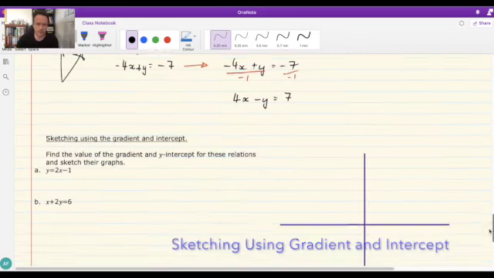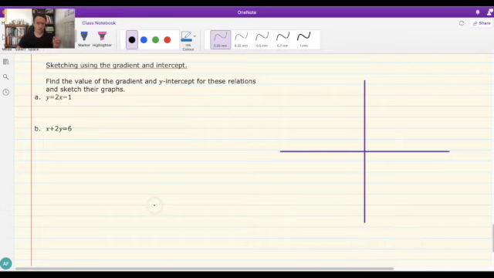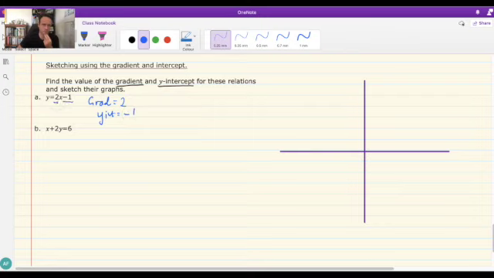Okay, last but not least, sketching using our gradient and intercept form. So we've learned how to sketch by finding 2 points of the line and putting it into a table. Now we want to use the gradient and intercept of the relations and sketch their graphs. First off, the easiest way is to start with our gradient intercept. I'm going to do these both before I sketch them, just to make sure I put the right scale on my graph. The gradient equals 2 and the y-intercept equals negative 1. So as before, you can see that there.